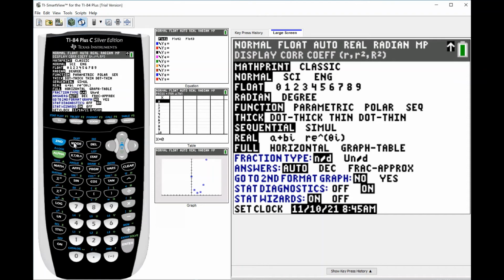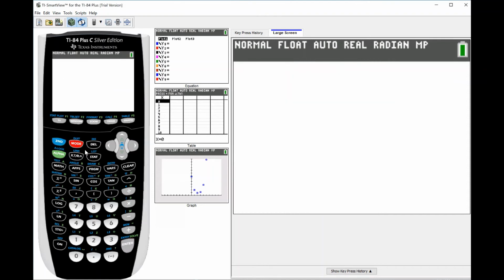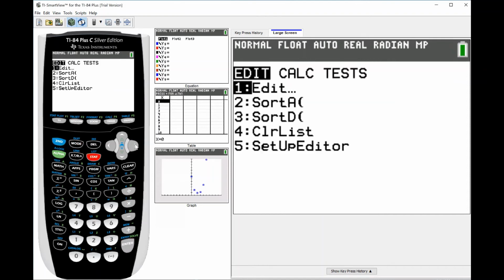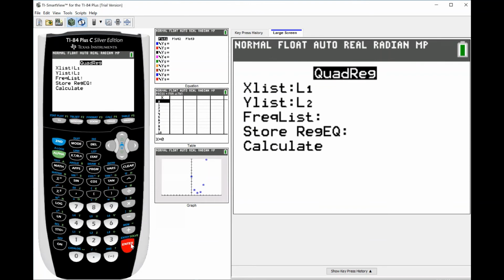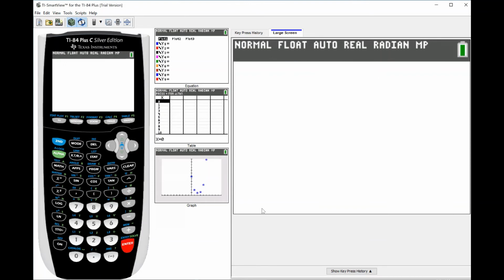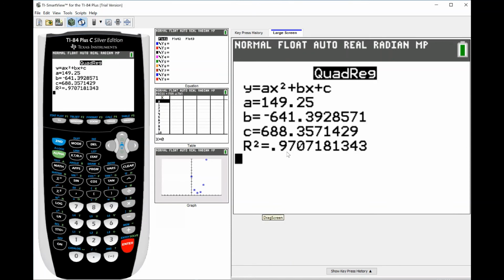So second mode. Now I'm going to perform the quadratic regression again. So Stat, scroll over to Calc, Quadreg, that's number 5. Enter, calculate, and now we have our value for r squared. That's 0.97. That's really close to 1. That tells me that this equation fits our data set really well.